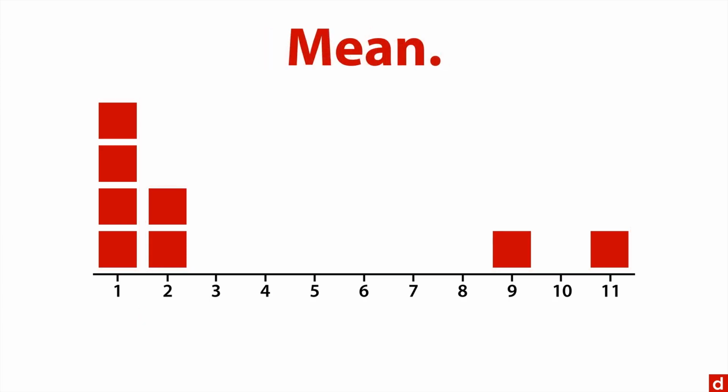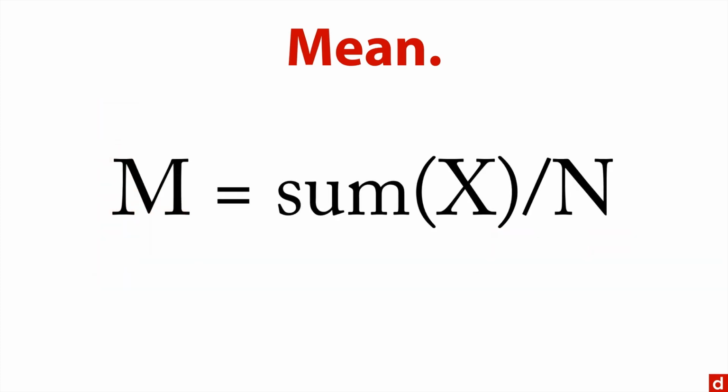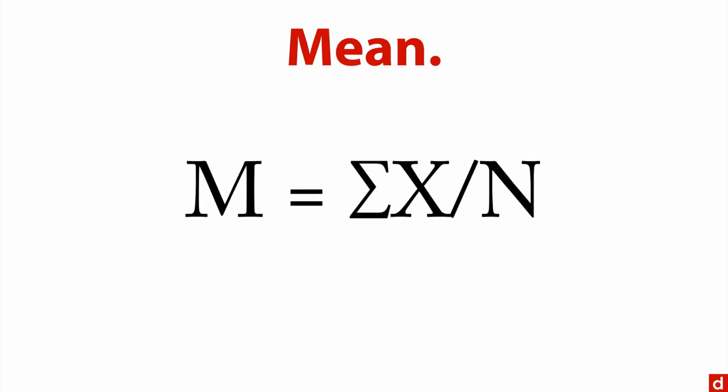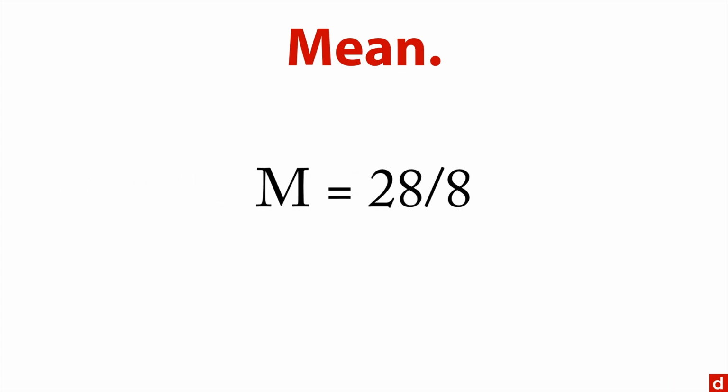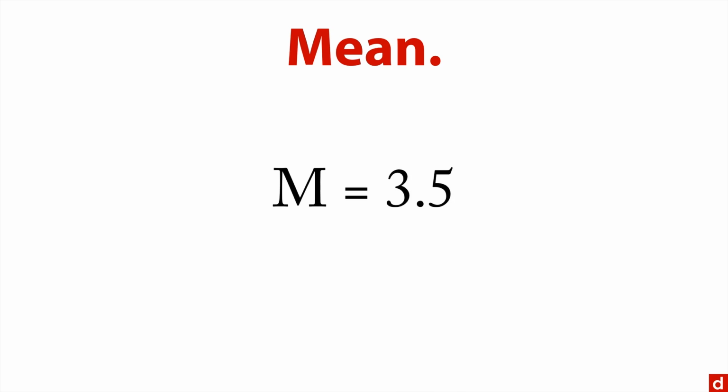Now the mean's a little more complicated, even though people understand means in general. It's the first one we have here that actually has a formula, where M for the mean is equal to the sum of X, that's our scores on the variable, divided by N, the number of scores. You can also write it out with Greek notation if you want, like this, where that's sigma, a capital sigma, the summation sign, sum of X divided by N. With our little data set, that works out to 1 plus 1 plus 1 plus 1 plus 2 plus 2 plus 9 plus 11. Add those all up and divide by 8, because that's how many scores there are. That reduces to 28 divided by 8, which is equal to 3.5.